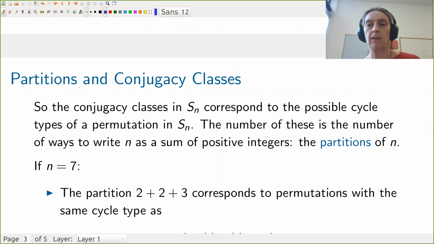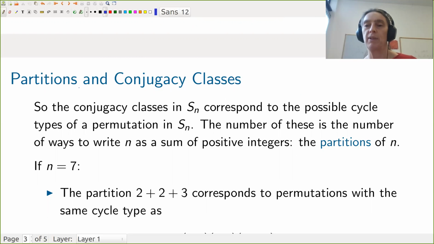And the different possible cycle types that you can have in S7 or in Sn correspond to the so-called partitions of n. The partitions of a positive integer are the different ways of writing that positive integer as a sum of positive integers. So for example, if you take your positive integer to be 4, there are the following ways of writing 4 as a sum of positive integers. You can write 1 plus 1 plus 1 plus 1. That would correspond to the cycle type consisting of 4 fixed points, which is just the identity element.